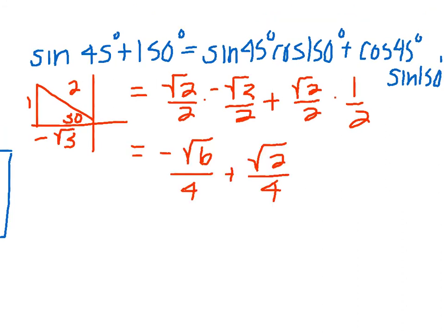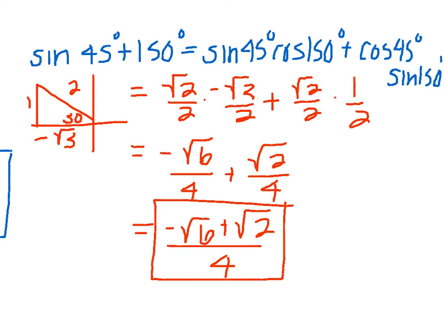So I have negative radical 6 plus root 2 over 4, which is negative radical 6 plus radical 2 over 4. I can't simplify that any further, so that would be our final answer. Now, with these three problems on the test, if the directions say you can use either method, you guys can decide what you think is easiest and then just go ahead and show all of your work.